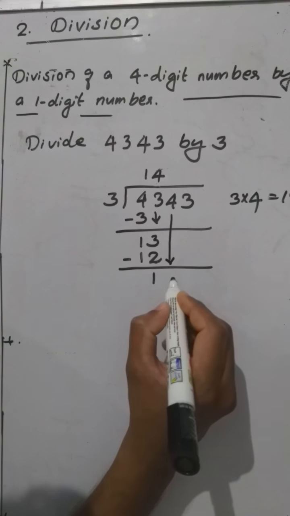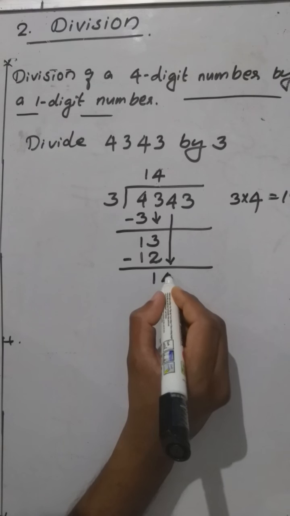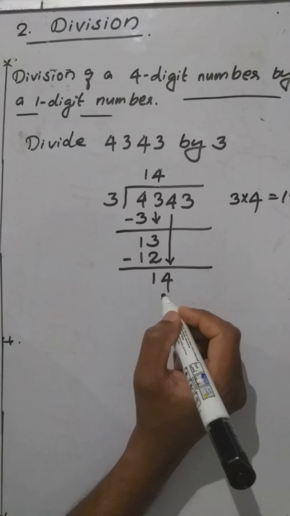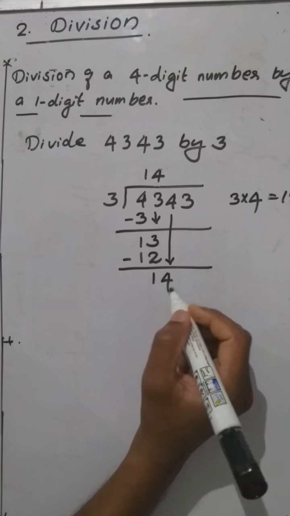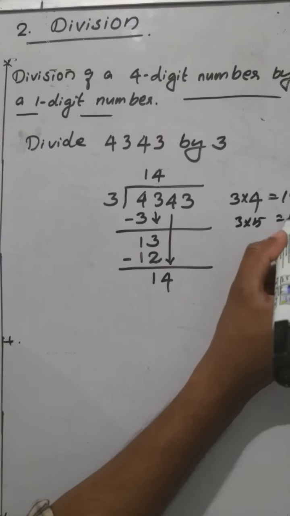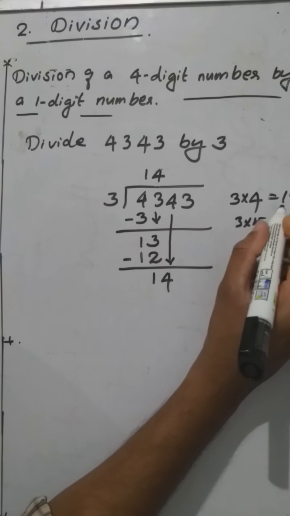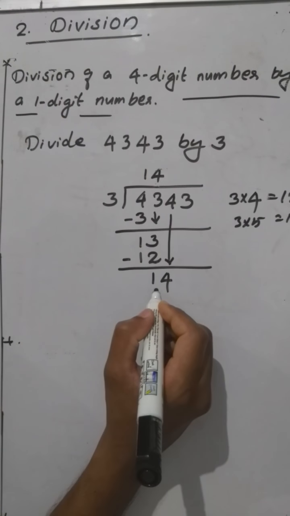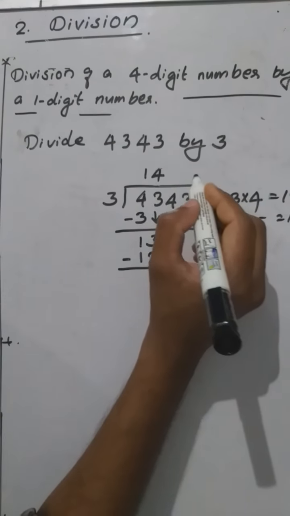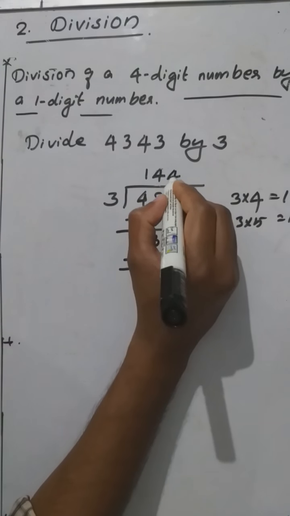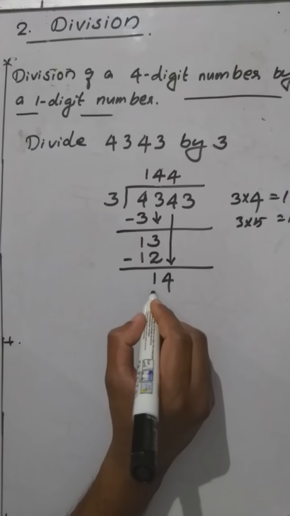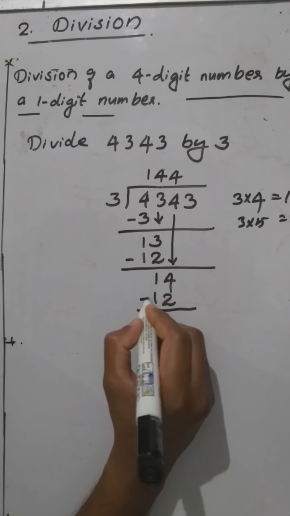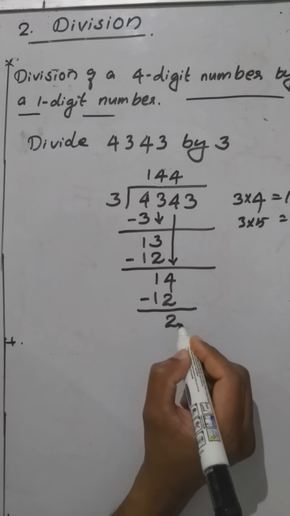Then this 4, the tens place digit, right here. Let's check how many 3's are there in 14. 3 5's are 15. It is larger than 14. So we have to take 4 3's. Only 4 3's are there in 14. So we have right here 4. 4 3's are 12. Again 14 minus 12 we got 2.